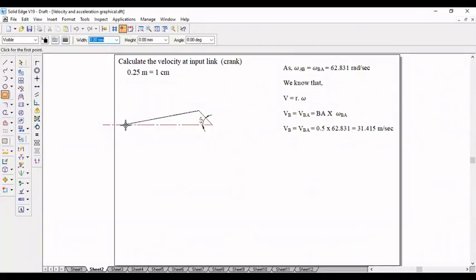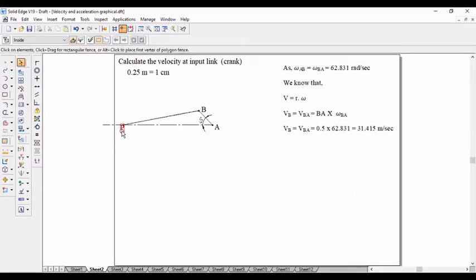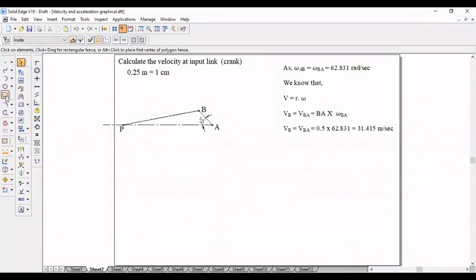So at this particular point, there is a piston. Before I construct that, I'll just mention the points. I just mentioned the point here. Now at this particular point, there is a piston, so I'll draw that piston. The rectangle I'll draw.